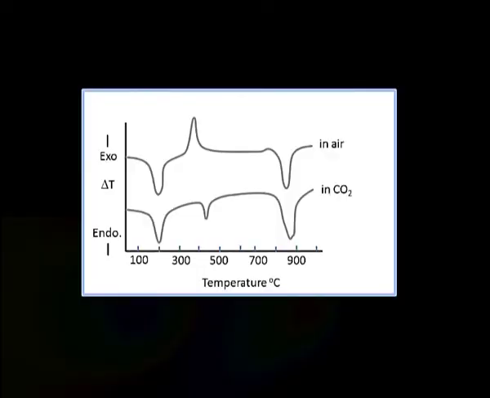Here you see the thermograms which we got for decomposition of calcium oxalate in air as well as in carbon dioxide atmosphere. Here you can see that in the first case in air we get an endothermic peak followed by exothermic peak, and the third peak at around 800 degree, which is also endothermic in nature. Whereas, when we use carbon dioxide atmosphere, we see that all the three peaks are endothermic in nature.